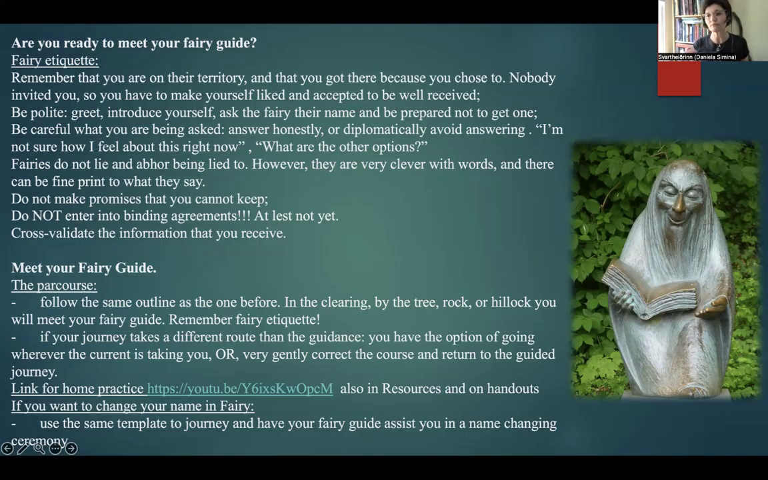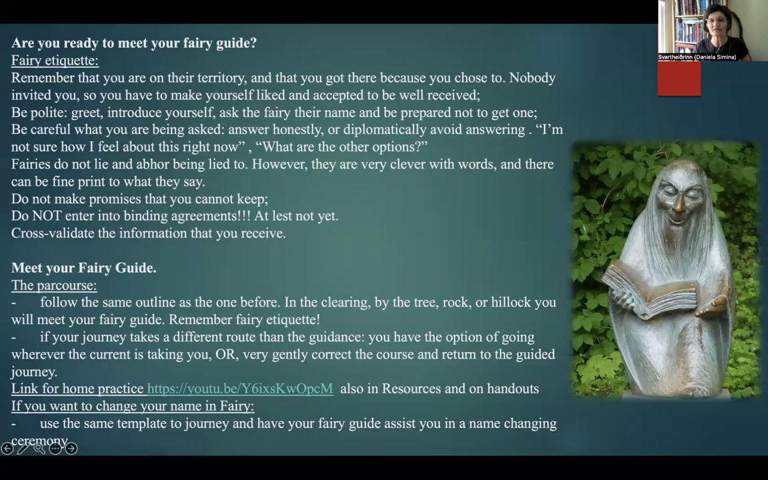So when you're going to meet your fairy guide, you're going to greet and introduce yourself. You're going to ask their name. Be prepared not to get one. You may not get any name. Be careful what you're being asked. They may have questions or there might be just solid silence, but in case you're being asked questions, answer honestly and diplomatically.